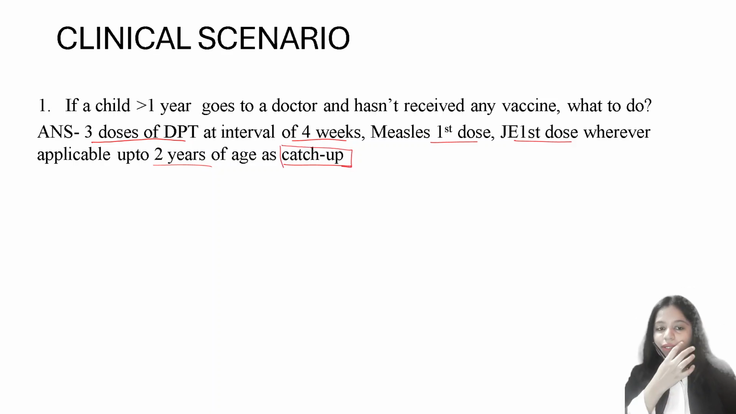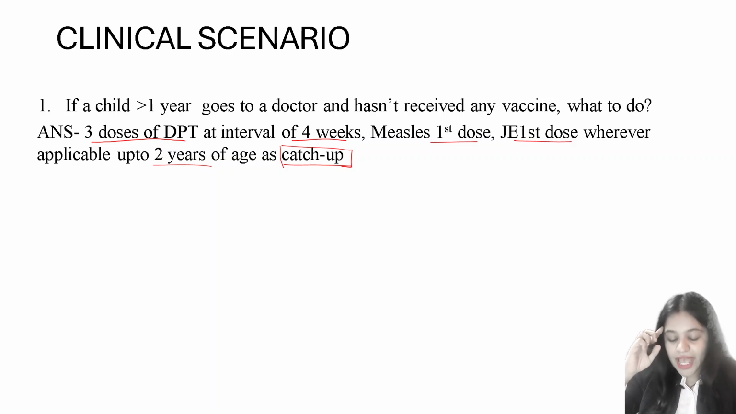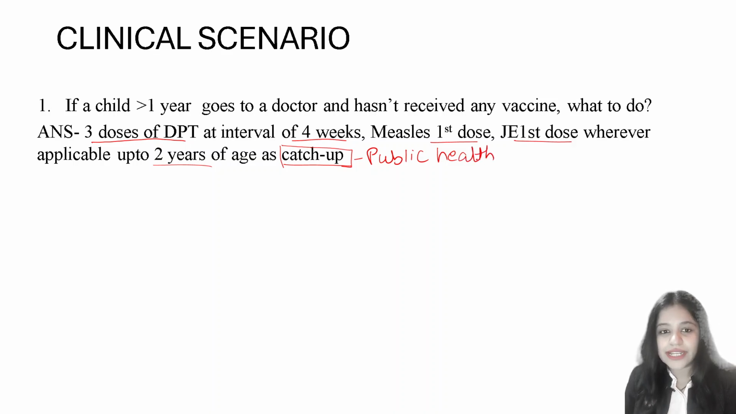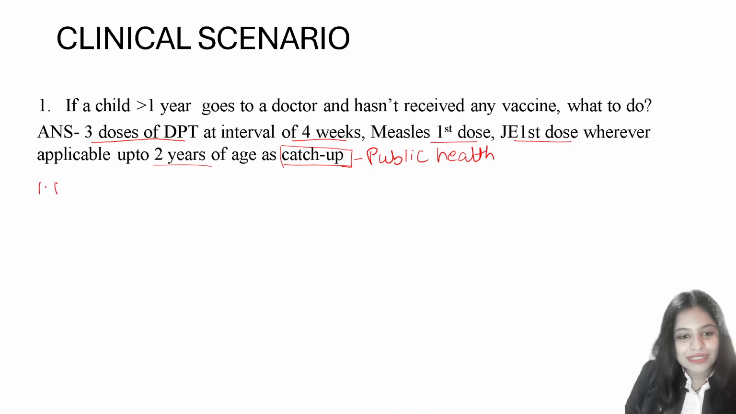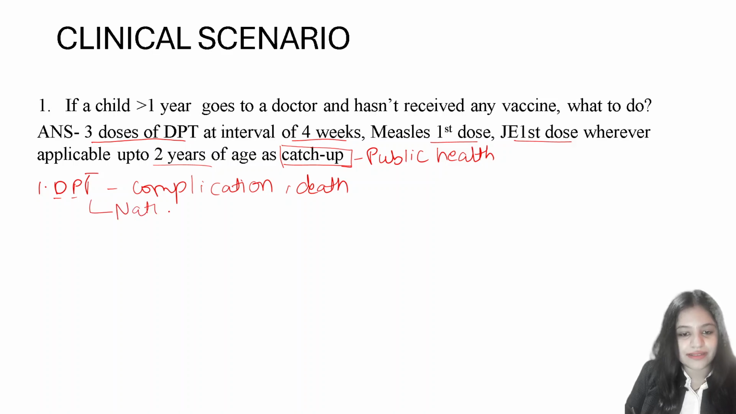Now, why only these vaccines are we choosing? Remember, catch-up immunization is for public health prioritization. You have to prioritize public health here. You don't just have to finish your textbook schedules. So first, DPT. Your diphtheria and pertussis both cause diseases which have lots of complications, and can also lead to death in young children. And for tetanus, there is no natural immunity against tetanus. So that's why DPT becomes a high priority.